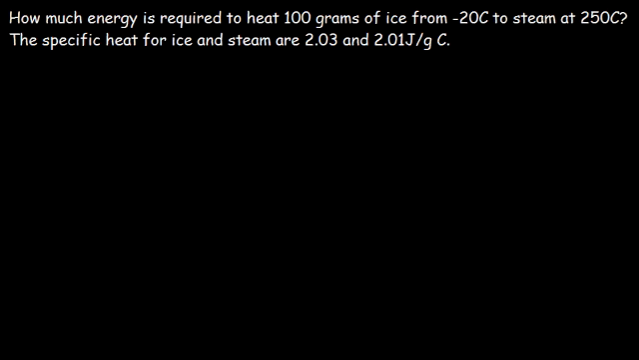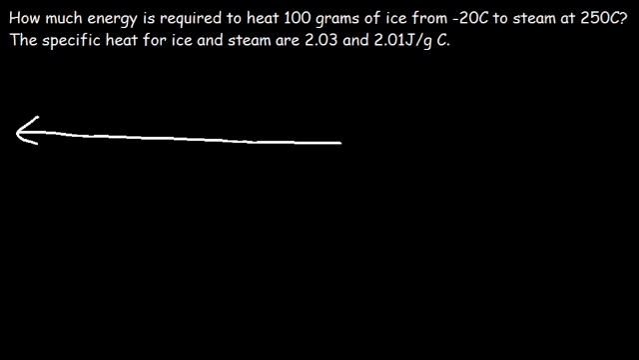How would you do this problem? How much energy is required to heat 100 grams of ice from -20 to steam at 250? So we're given the specific heat for ice and steam. It's about 2.03 and 2.01. So we're going to round those numbers to 2.